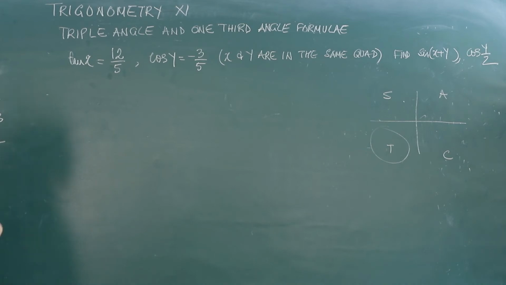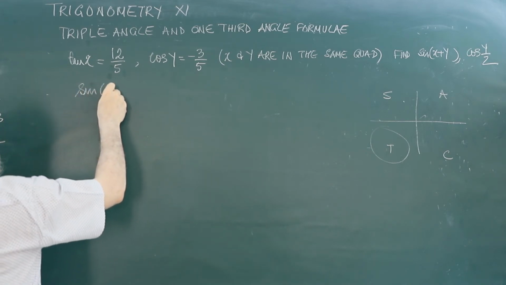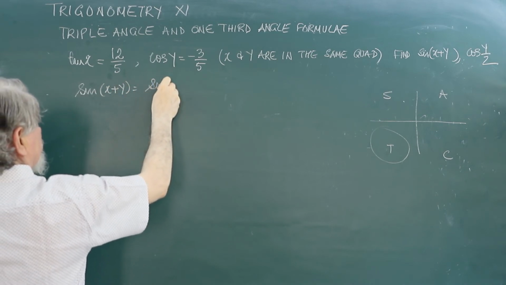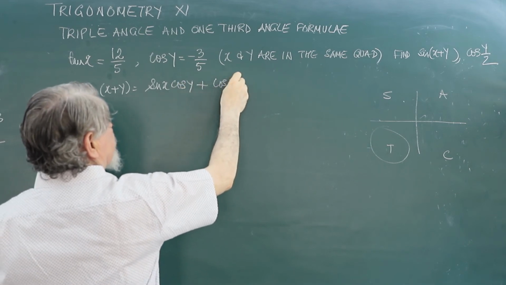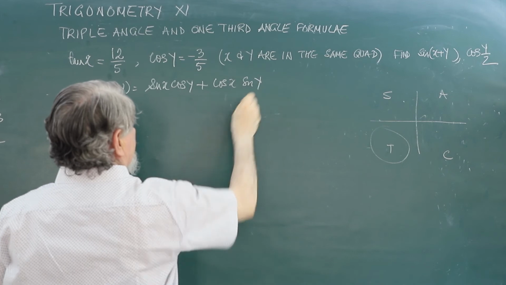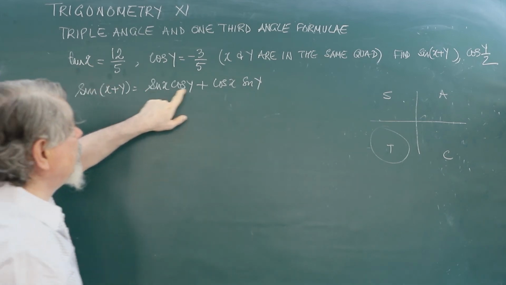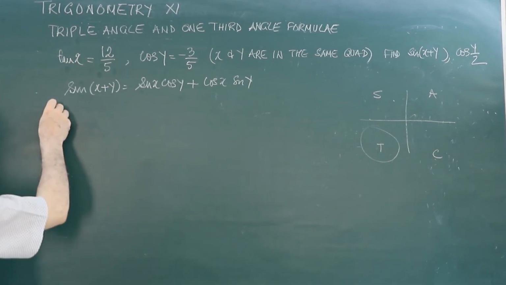Now he wants you to calculate sin of X plus Y. That means sin X cos Y plus cos X sin Y. I have the value of tan X, so I have to calculate sin X and cos X from tan X. Tan X is 12 upon 5.